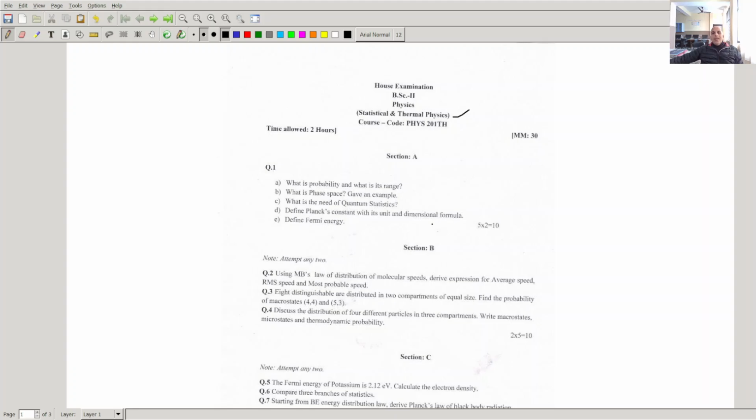Today we will focus on section A, which is based on short answer type questions. 5 questions are there. You can see all these questions, right? The first question was, what is probability and what is its range? You know very well, I have told you in the class also what is probability. Probability is simply defined as the chance of occurrence of any event, right?